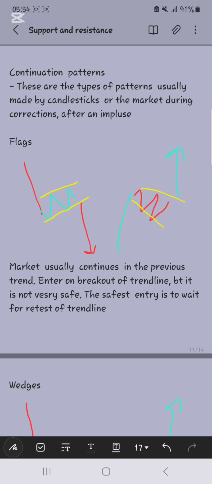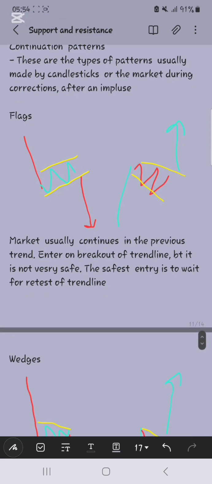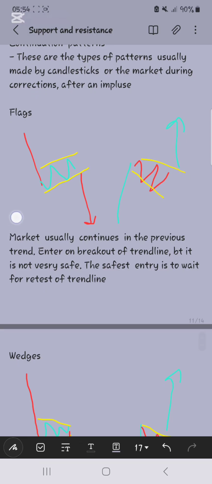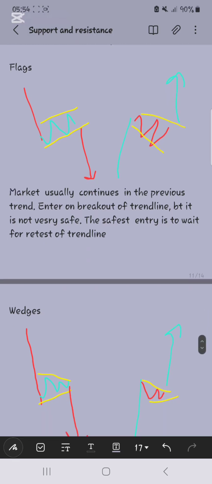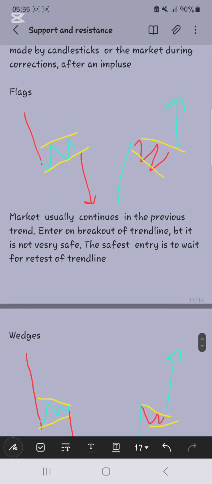These continuation patterns over here are usually after an impulsive move, right? So these are the corrective manner that we were talking about previously. That's what you have to look for. Over here you can get your entries on the breakout. You can enter either on the breakout, or you can wait for a breakout and the retest of that trend line, just the way that we're talking about how we trade trend lines.